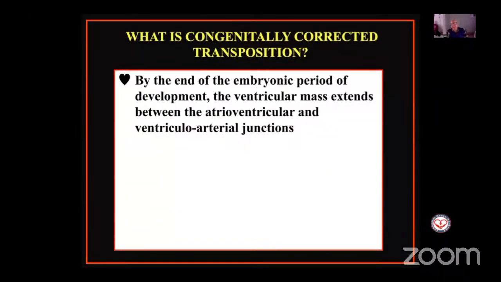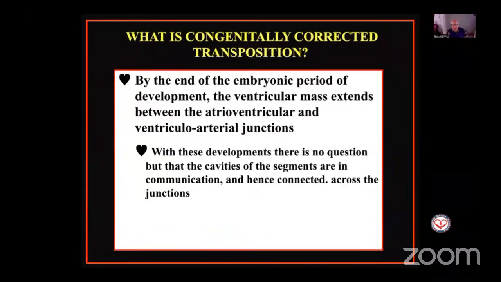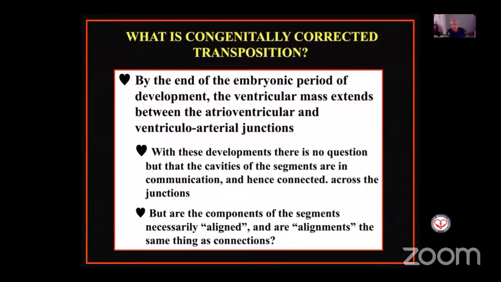So by the end of the embryonic period, we can say the ventricular mass extends between the atrioventricular and the ventricular arterial junctions. And by that stage, there is no question but that the cavities of the segments are connected together. And because of this, the components of the segments are not necessarily aligned. So alignments are not necessarily the same thing as connections. And now Diane is going to show you that using a congenitally malformed heart.